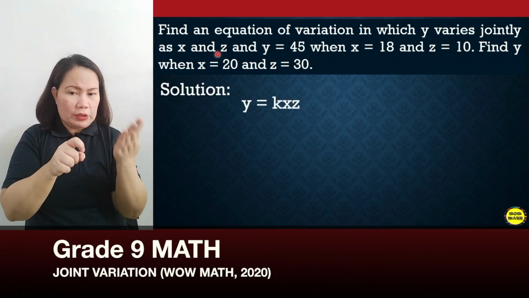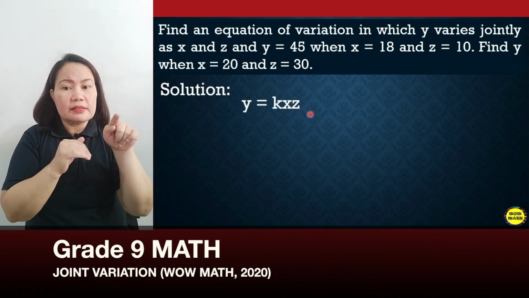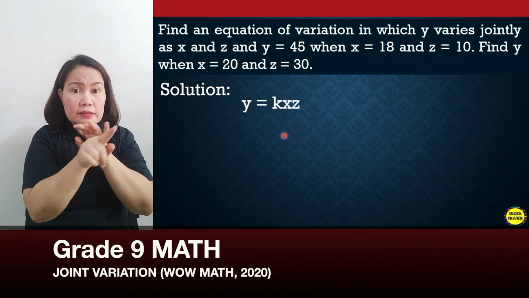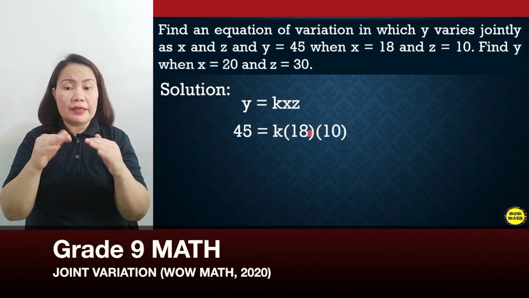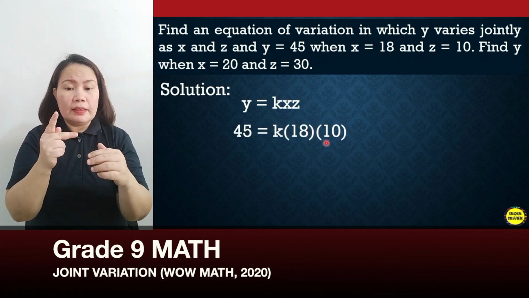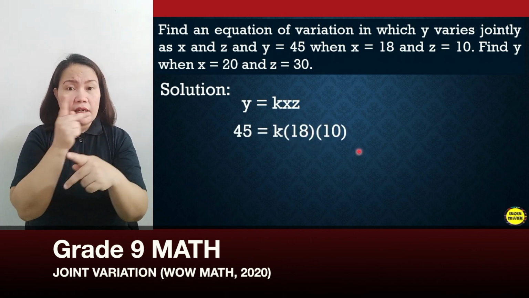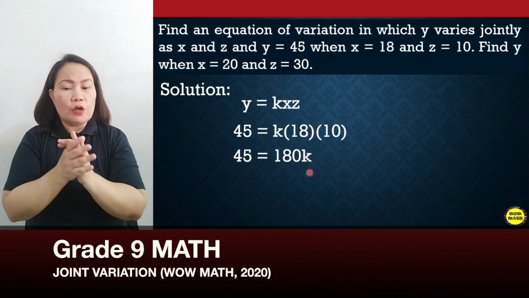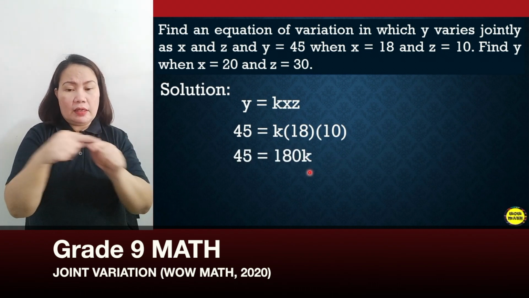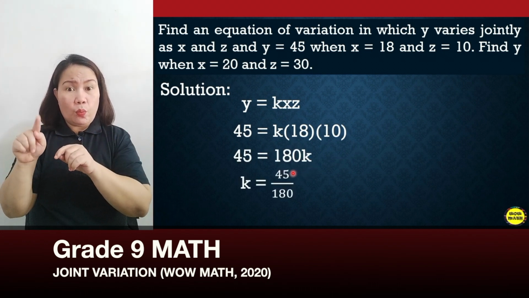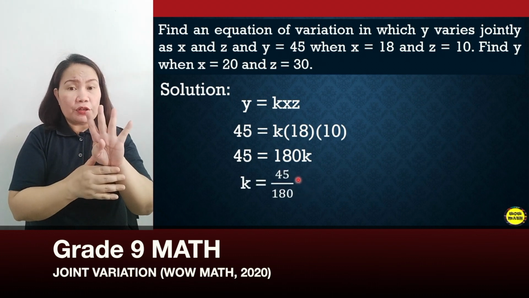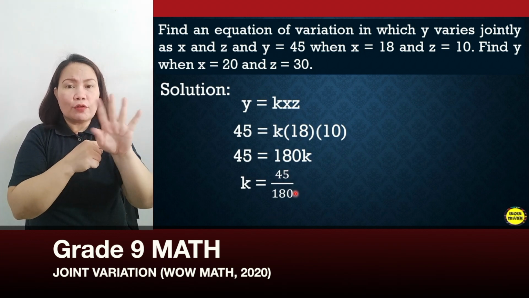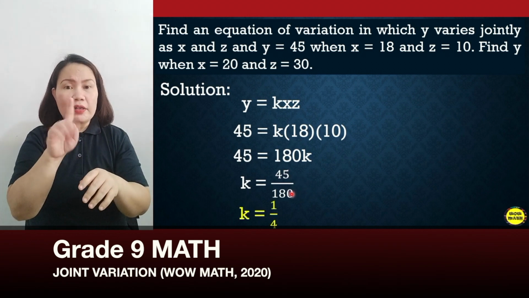So, Y is equal to KXZ and then substitute natin yung value ng Y, X, and Z. So, that is 45 equals K times 18 times 10. So, 18 times 10, that is 180K. So, to solve for K, divide both sides by 180. So, 45 over 180. So, pag kinuha natin yung lowest term nito by dividing both numerator and denominator by 45, K is equal to 1/4.